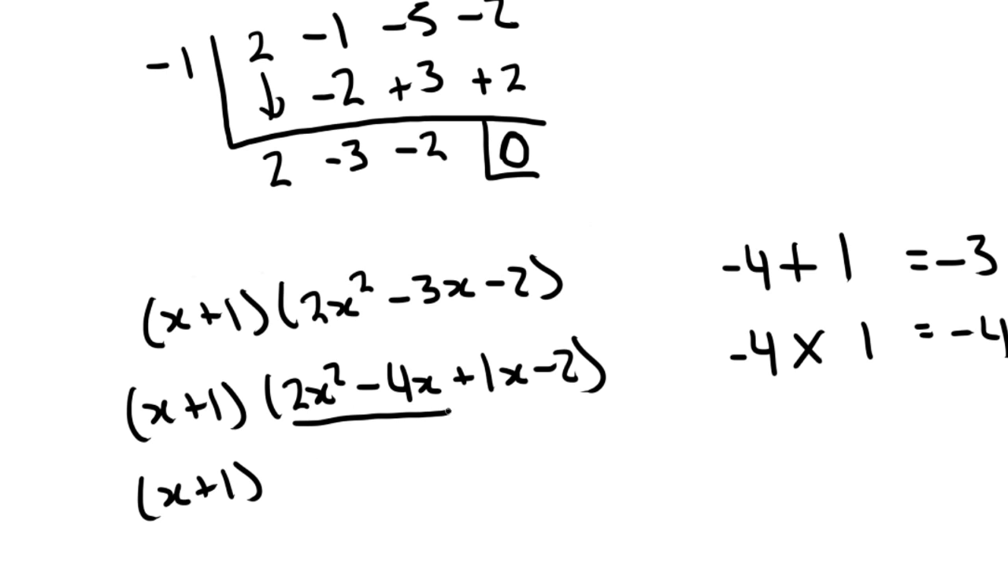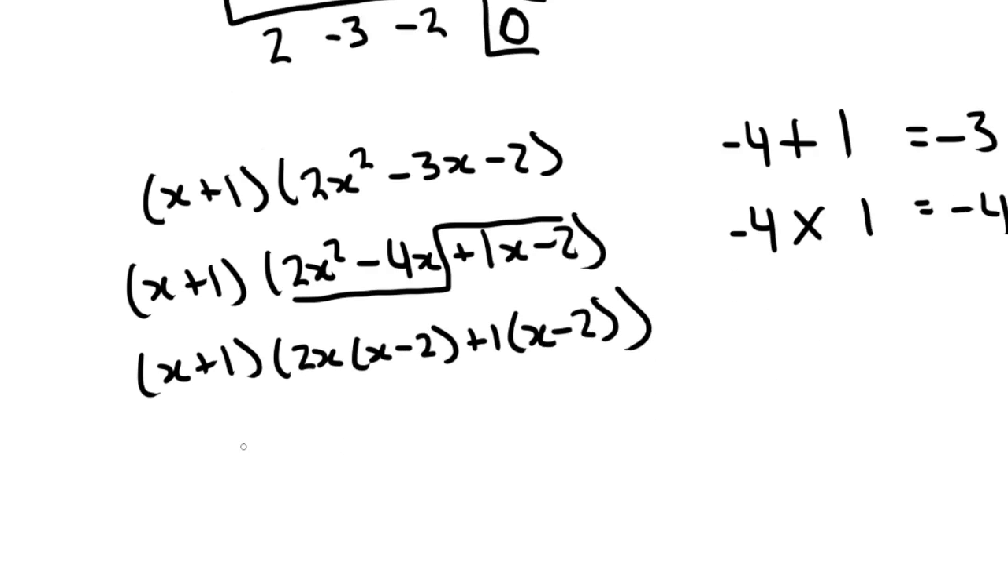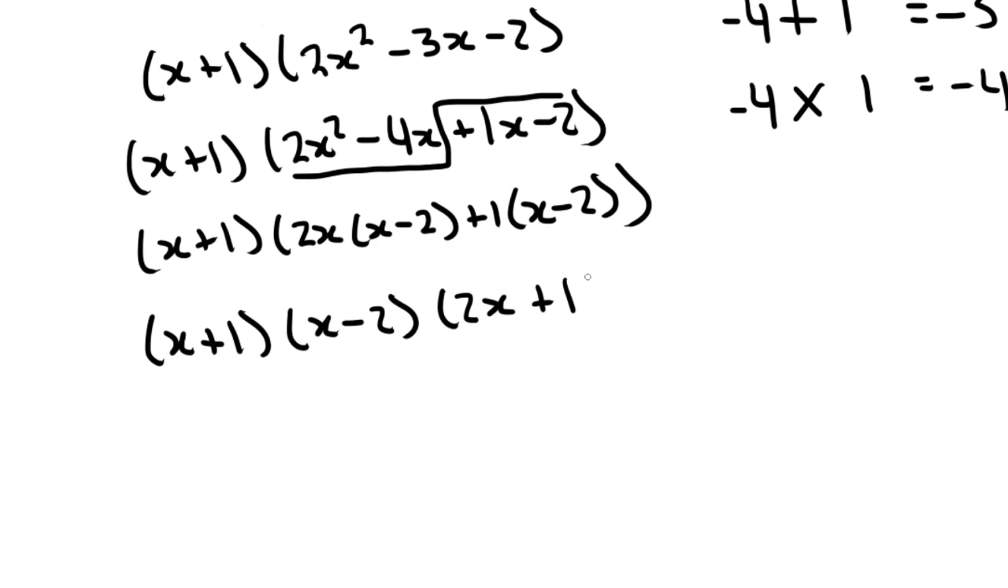So you can group these two together. And so you can factor out a 2x on this side, which will leave you with x minus 2. And you can factor out a 1 on this side. Now you leave you with x minus 2. And then your fully factored polynomial function will look something like this. X plus 1, x minus 2, and 2x plus 1.